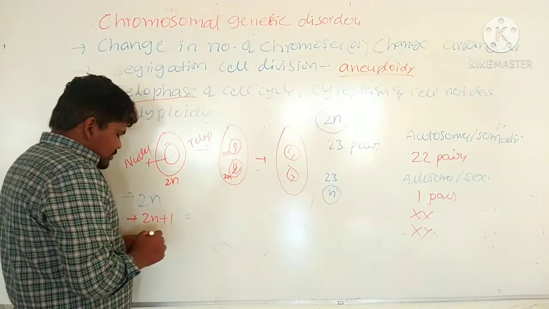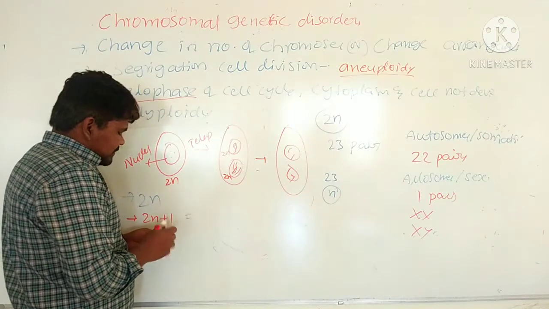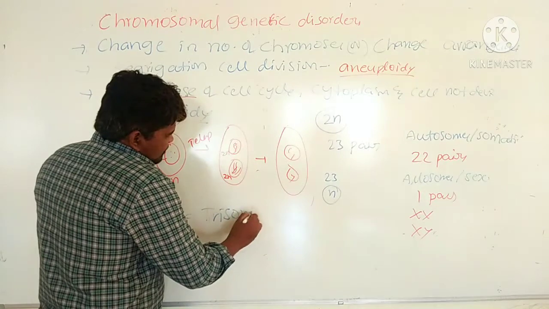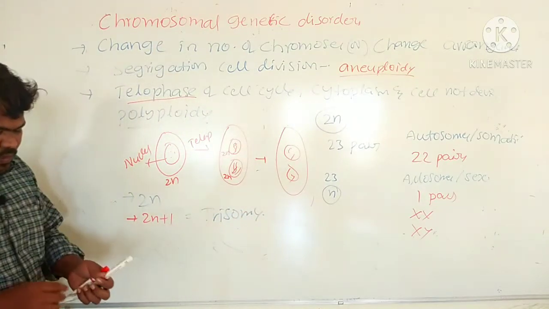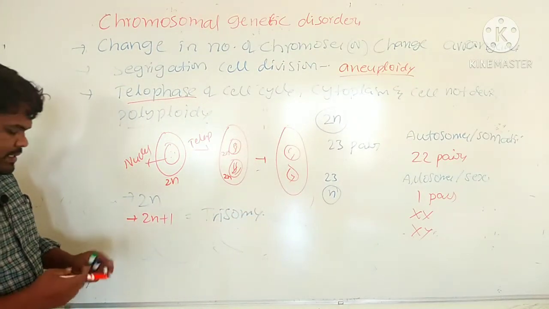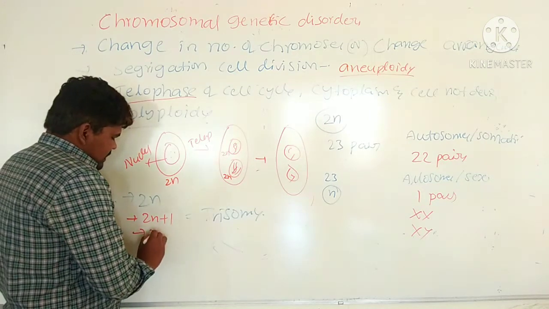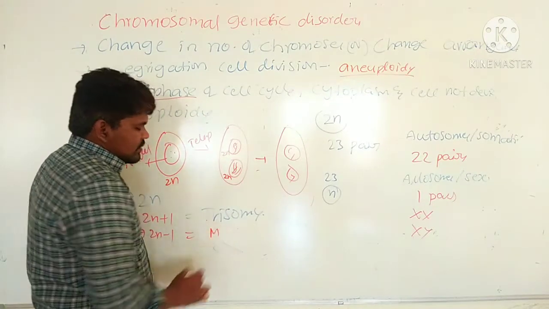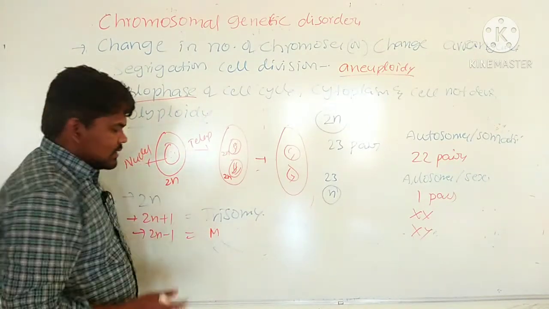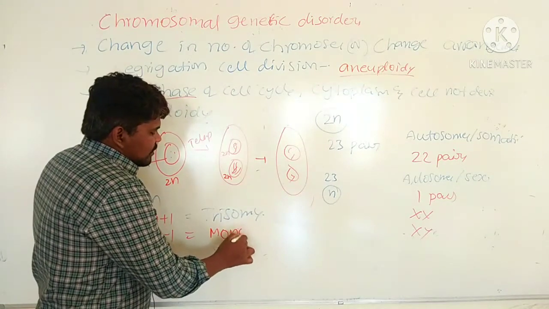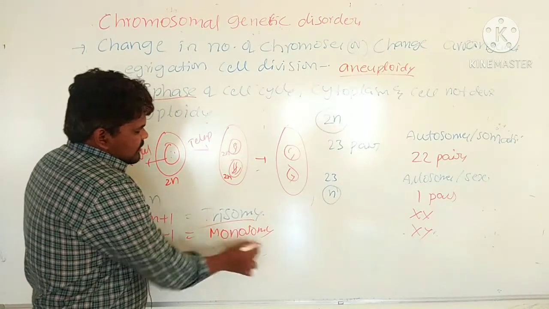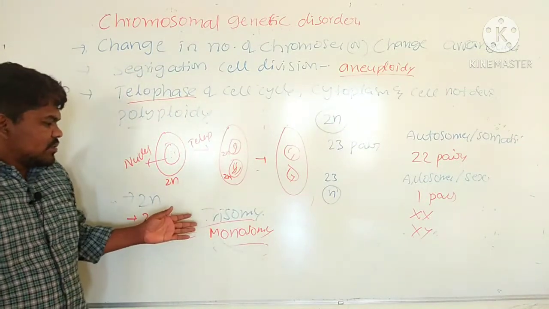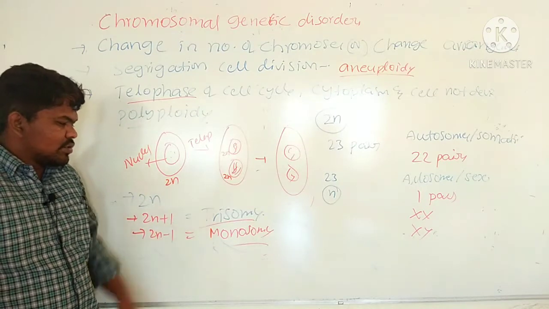If one extra chromosome is there, that condition is called trisomy. Trisomy is the condition in which one extra chromosome is present in the individual. Then sometimes you can see loss of any one chromosome. If one chromosome is lost, meaning only 45 chromosomes are present in the individual, that condition is called monosomy. That is the difference between trisomy and monosomy. A few genetic disorders belong to trisomy, and a few belong to monosomy.